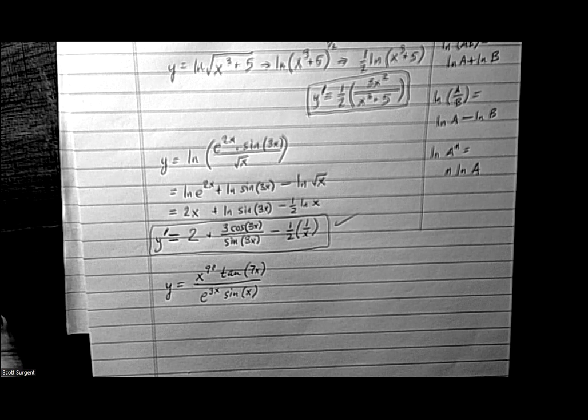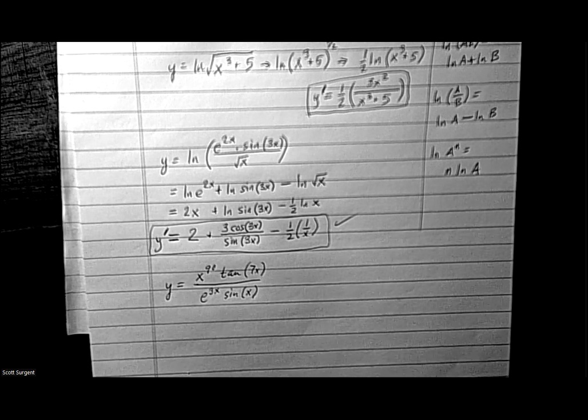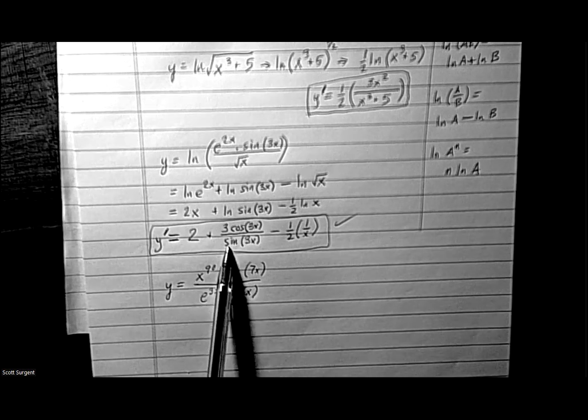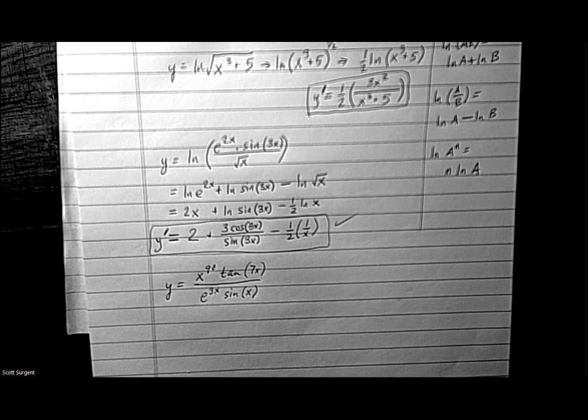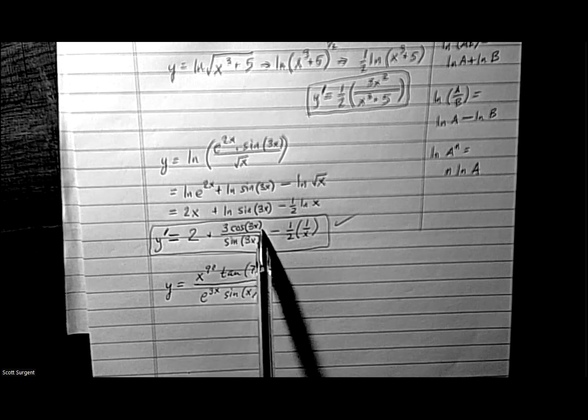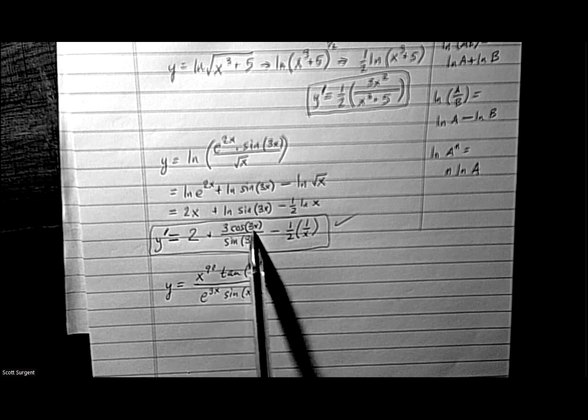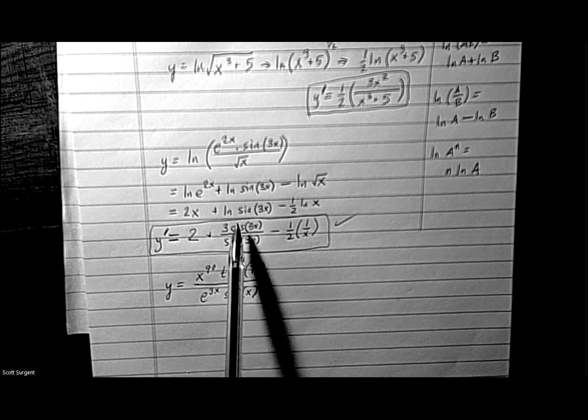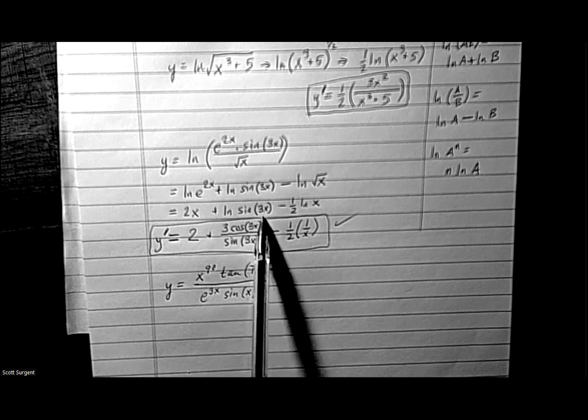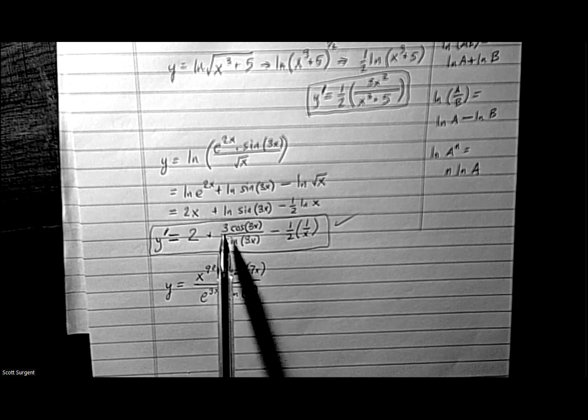Yeah, go ahead. Really quick, can we go over how we got 3 cosine 3x on the second part? That's the derivative of sine 3x. The numerator in the logarithm derivative is the chain rule. So okay, we put the sine 3x in the denominator and then its derivative in the numerator.